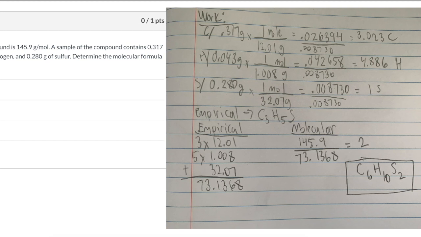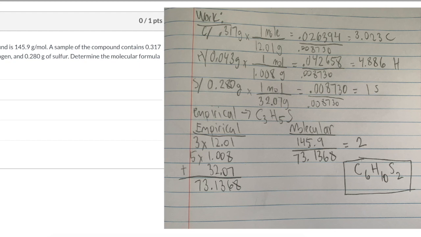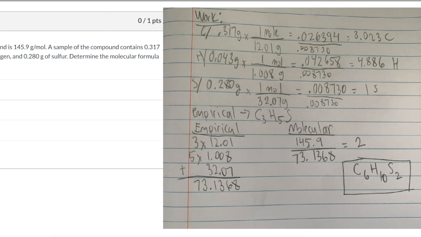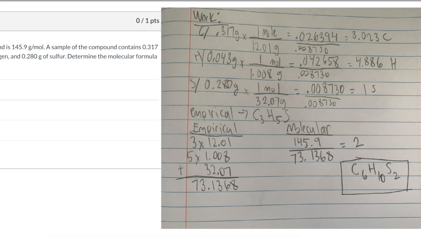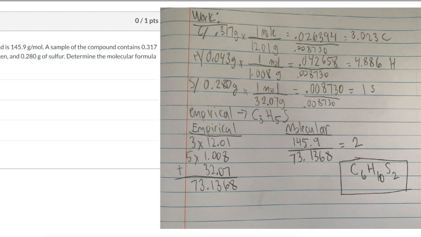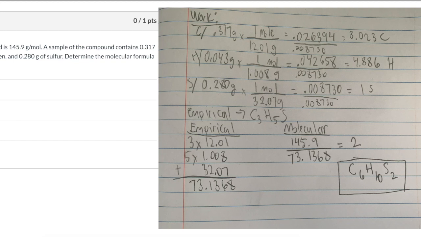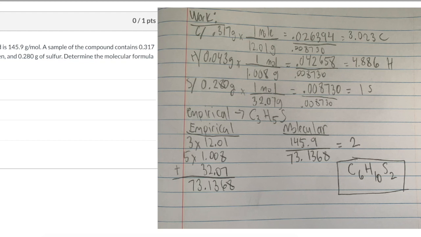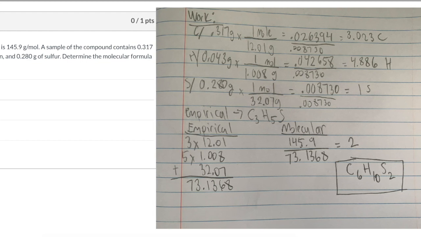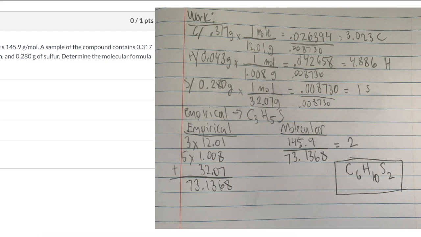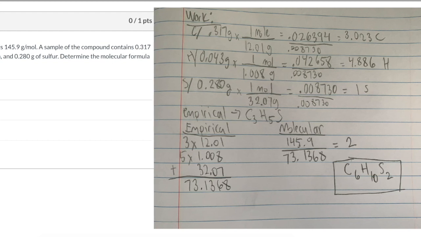Now you have to find the molar mass of C3H5S. And in order for you to do that, you multiply 3 by the atomic mass of carbon. The atomic mass of carbon is 12.01, and you just look at the periodic table and you get that information from there. So it's 3 times 12.01, 5 times 1.008, and 32.07. So you add all that up and you get 73.1368.